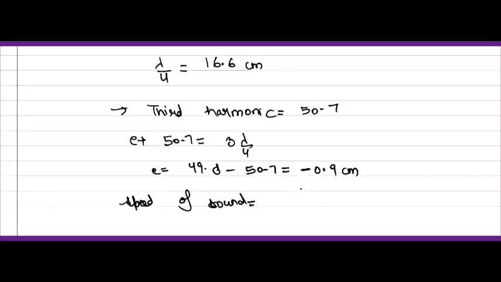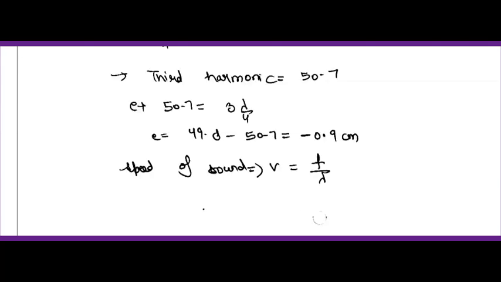And the speed of sound is V, we know that velocity is frequency multiplied by wavelength. So V is equal to f into lambda. Frequency is 500 and lambda is 66.4 centimeter here. So this is 332 meter per second. So this is the velocity.